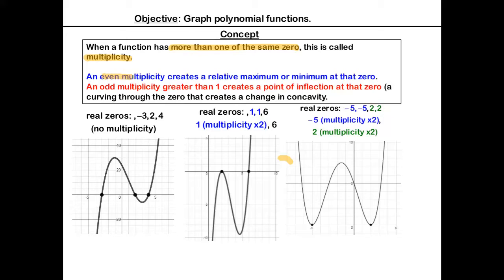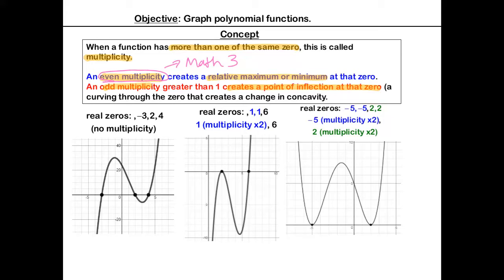And then in Math 3, we're going to focus on even multiplicity. It's going to create a relative maximum or minimum at that zero. And then odd multiplicity greater than 1 creates a point of inflection at that zero. But we're not going to focus on that for Math 3. We're only going to focus on even multiplicity. We're not going to focus on odd multiplicity in this class. That's more complicated, and that's more for a pre-calculus class, okay?